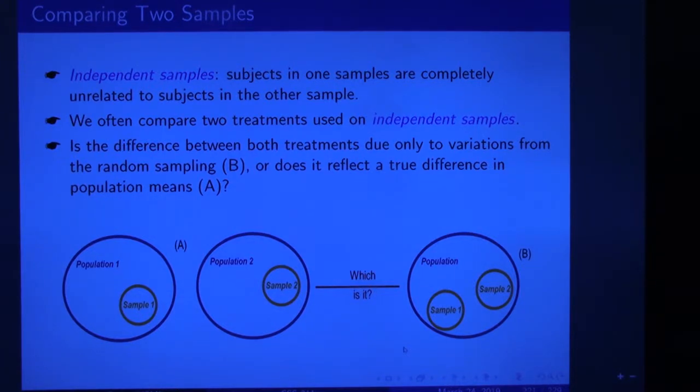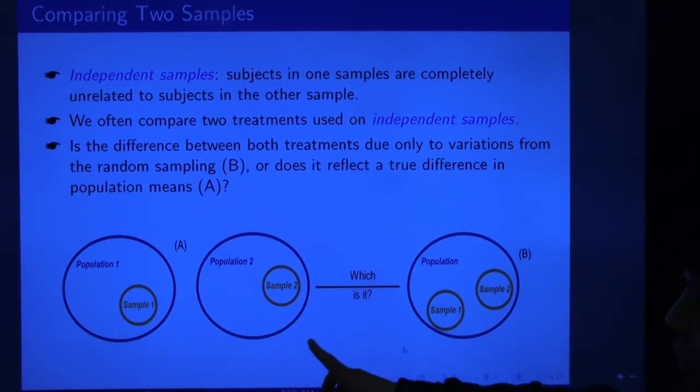Those two samples are dependent. Sometimes we need to solve problems with independent samples. Independent samples are where subjects in one sample are completely unrelated to subjects in the other sample. So we often compare two treatments using independent samples. Here is an illustration.